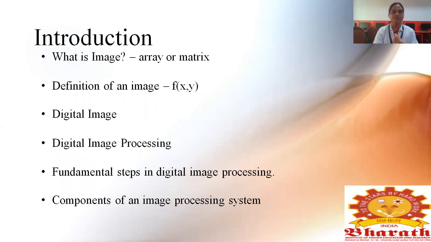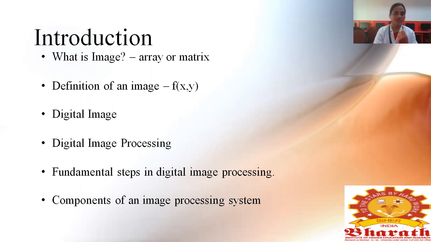So we can say an image is a collection of pixels. Collection of pixels in the sense it can be represented as an array or a matrix of square pixels, and that is called an image. These pixels can also be called pixel elements, image elements, or picture elements. The pixels are arranged in rows and columns of an array, and that is called an image.